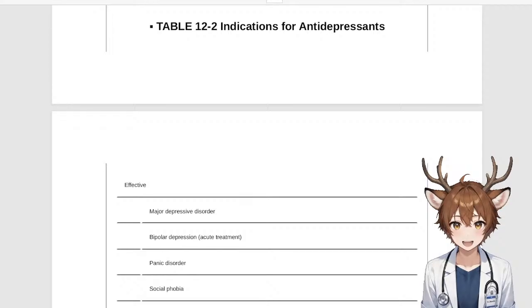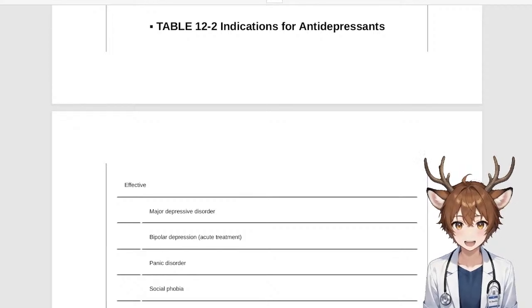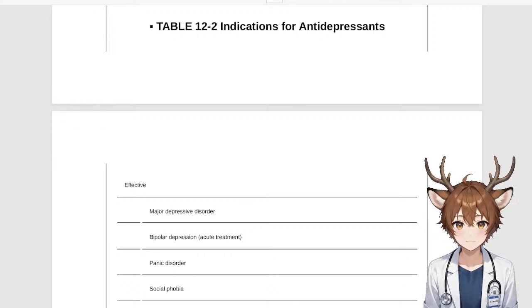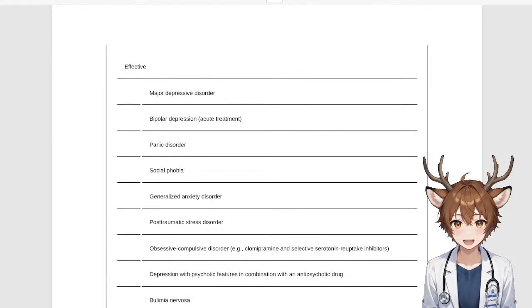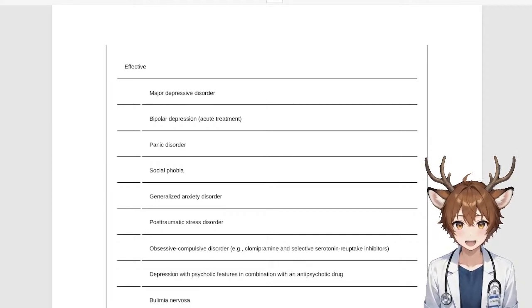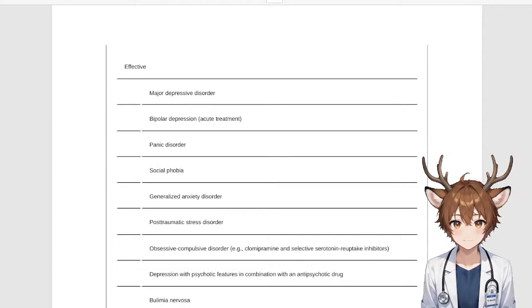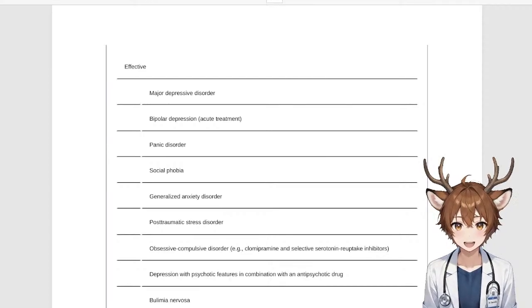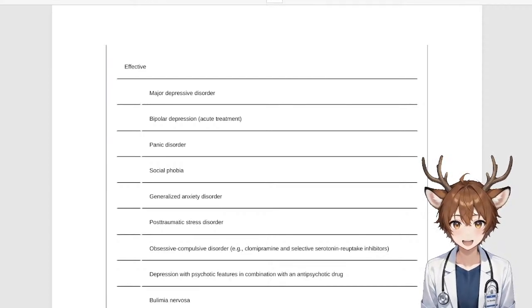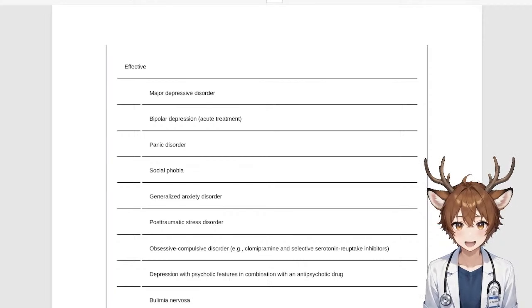Table 12.2, indications for antidepressants. What are they effective for? MDD, major depressive disorder, bipolar depression, acute treatment, panic disorder, social phobia, generalized anxiety disorder, PTSD, post-traumatic stress disorder, obsessive-compulsive disorder. That is to say, clomipramine and selective serotonin reuptake inhibitors are useful for OCD.